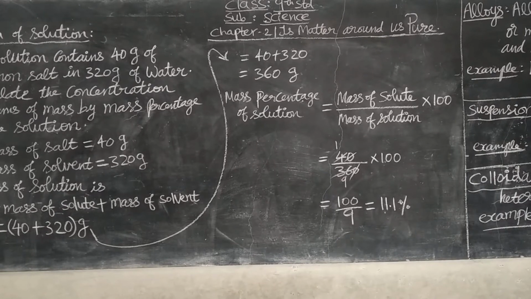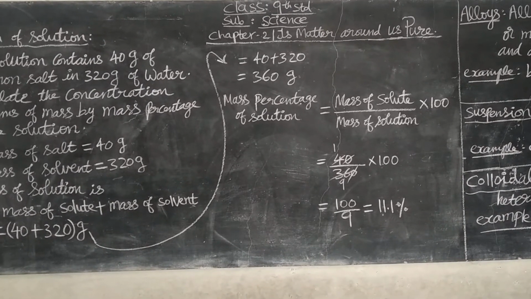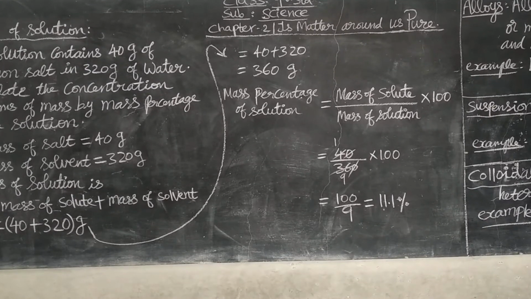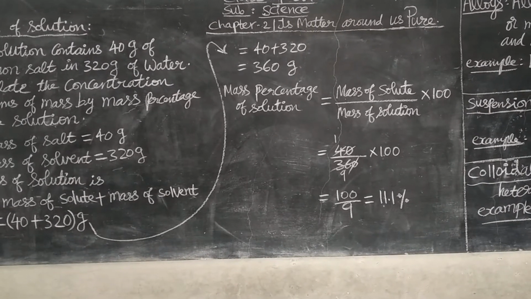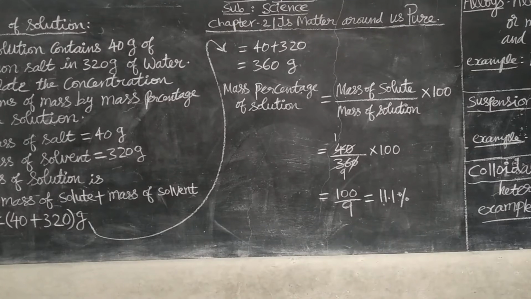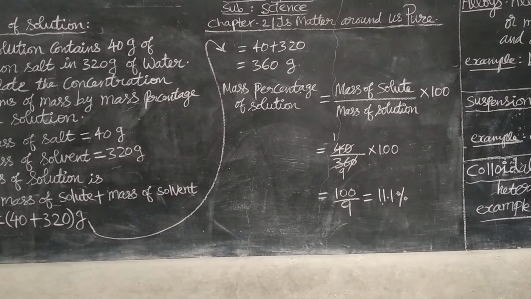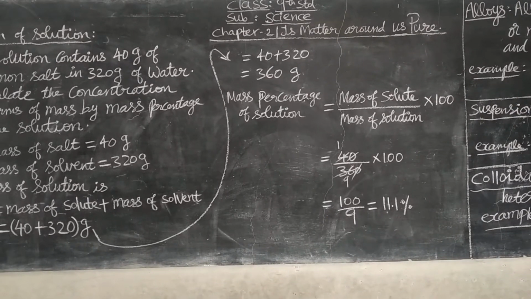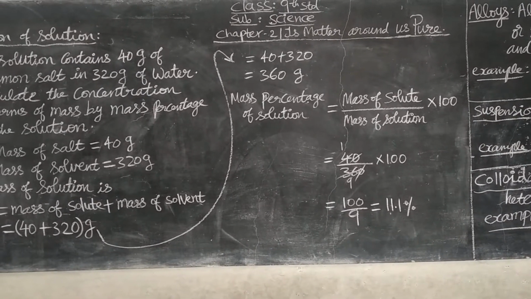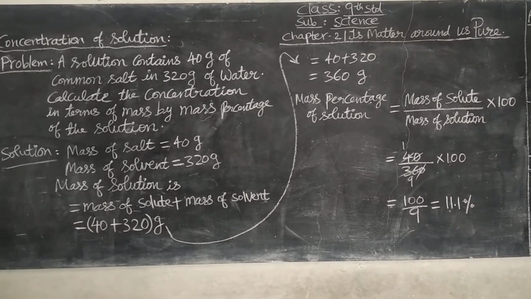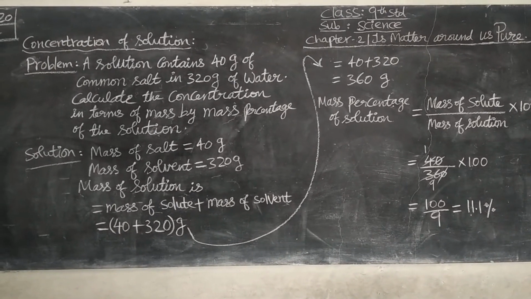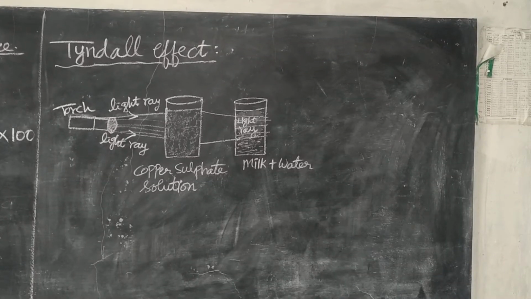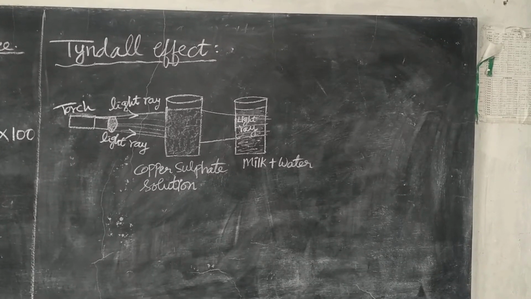So into 100, that zero cancels. 4 ones are 4, 9 fours are 36. 100 by 9, you will get 11.1 percentage. So mass percentage of solution is 11.1%. This is how you have to calculate mass percentage of solution. This is about the concept of concentration of solution. Understood? Next topic, Tyndall effect.